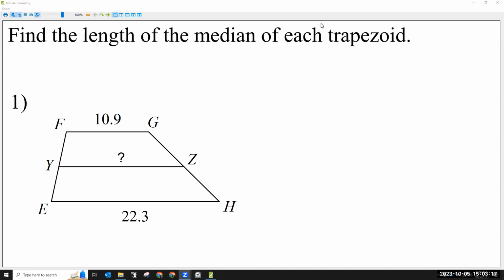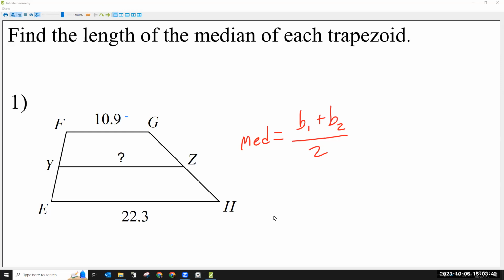All right, so in this lesson, we're talking about trapezoids. So here's an example of a trapezoid, and they're asking for the median. The median is the line running through the middle of my trapezoid. To find my median, I'll do base 1 plus base 2 divided by 2.